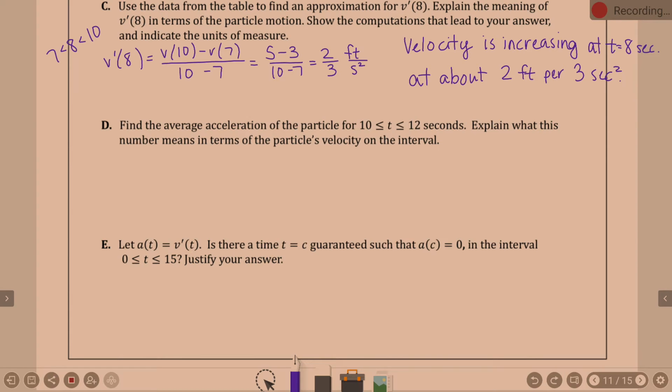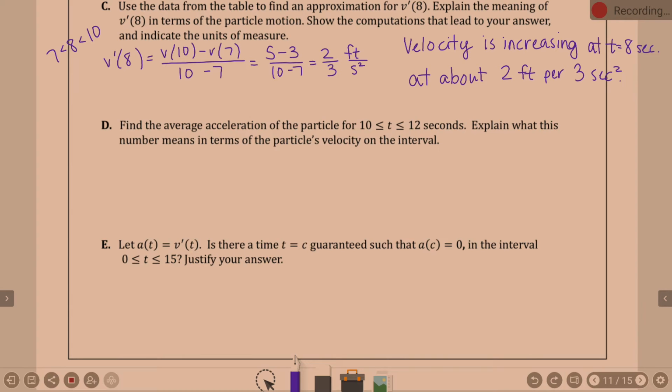Okay, D. Find the average acceleration of the particle for 10 to 12 seconds. Explain what this number means in terms of the particle's velocity on the interval. Pretty much, you're doing the same thing we just did.